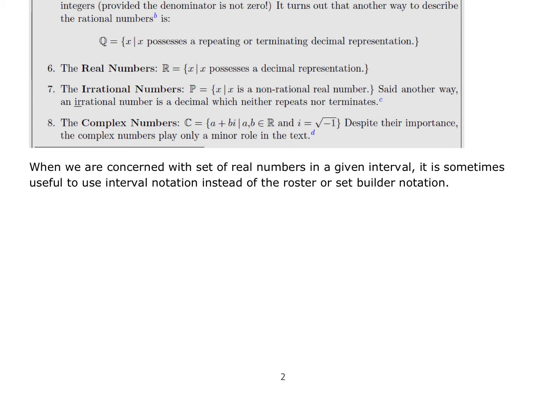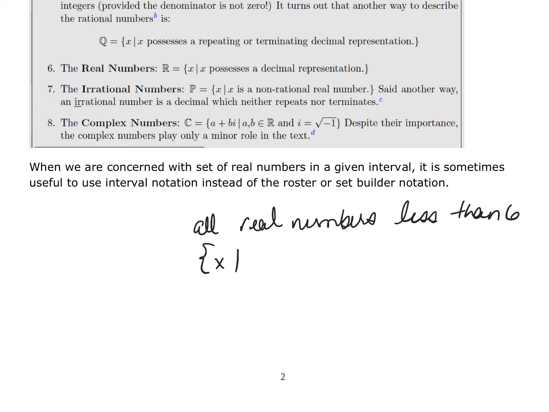Now, interval notation is used for real numbers. For us, we're going to use interval notation for real numbers. So if in words, I want all real numbers less than 6, then in set builder, I can't use roster because it's real numbers, it would be x, or any other variable I choose. I'm going to choose x, such that x is less than 6 and x belongs to the real number set. So there it is in set builder.